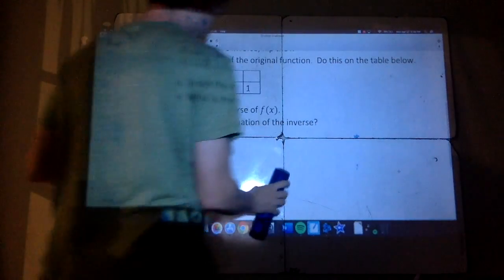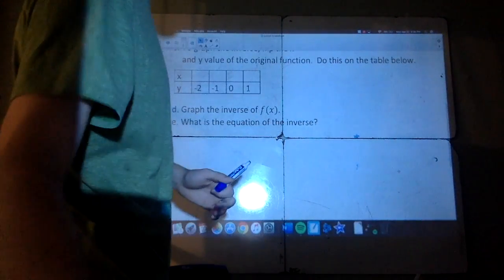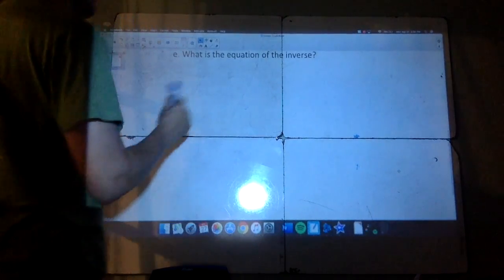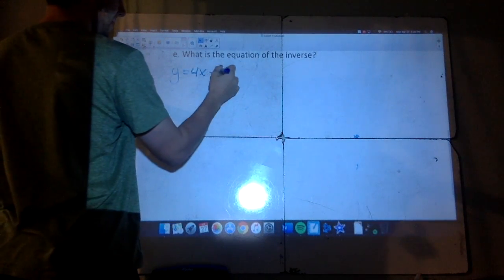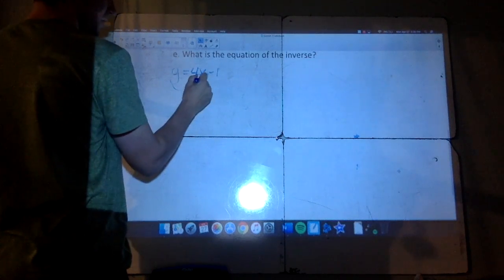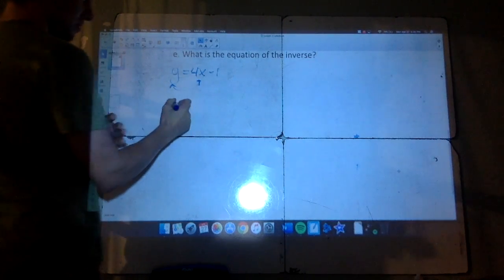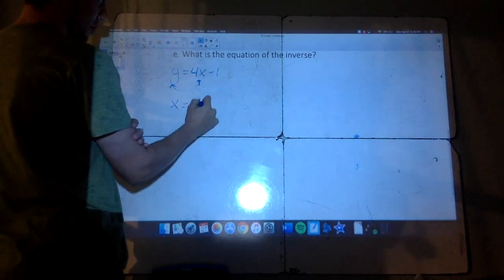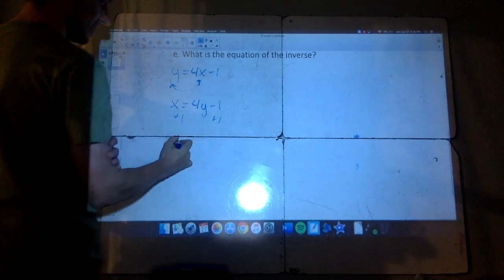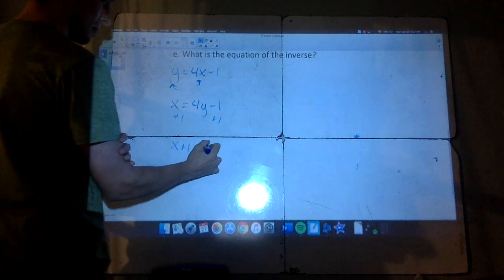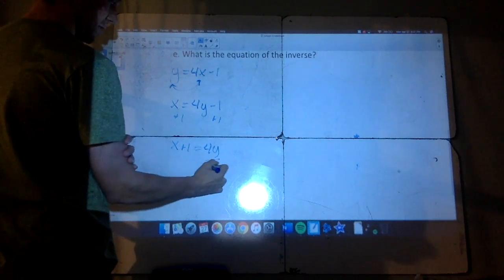So the way we do that, we're going to use this today. It's the big idea. How we calculate the inverse is we have y equals 4x minus 1. We're going to switch y and x. So we have x equals 4y minus 1. Let's add 1 to both sides. And we're going to divide by 4.